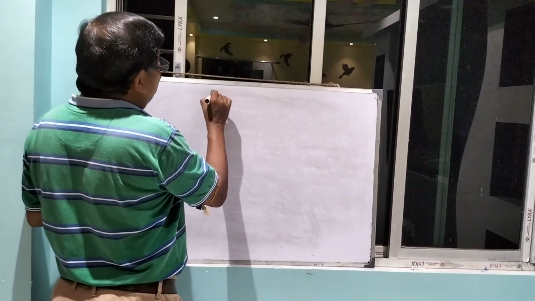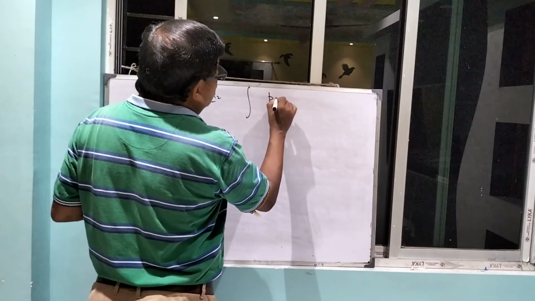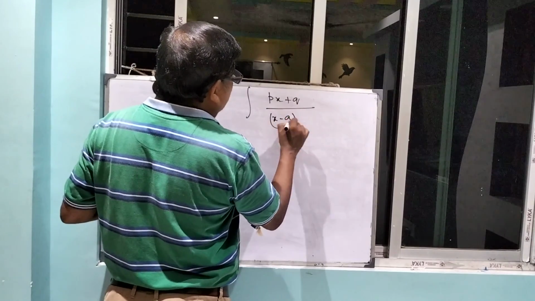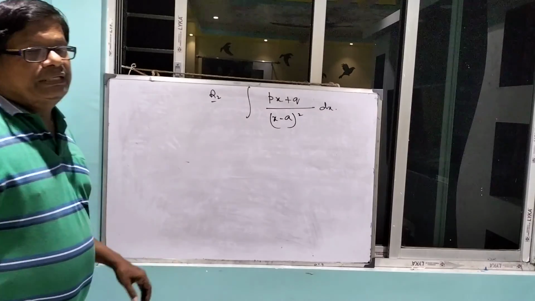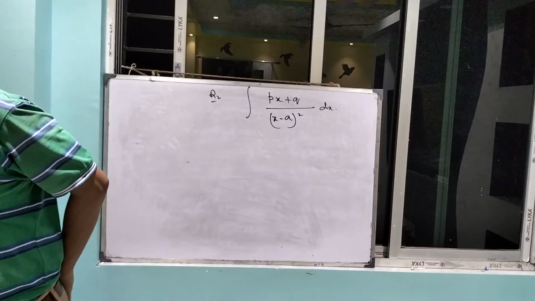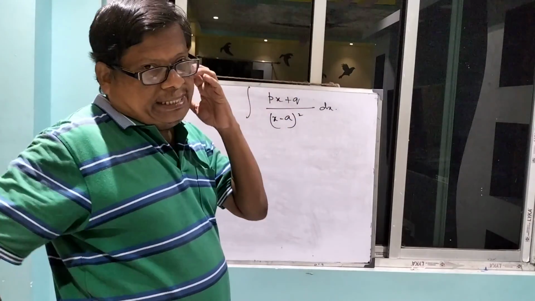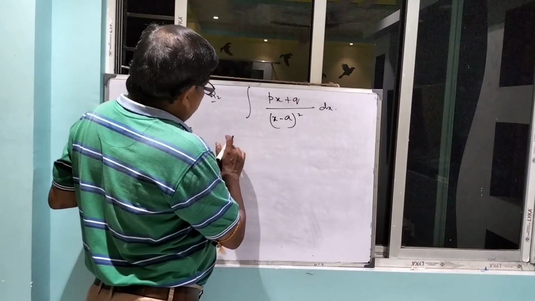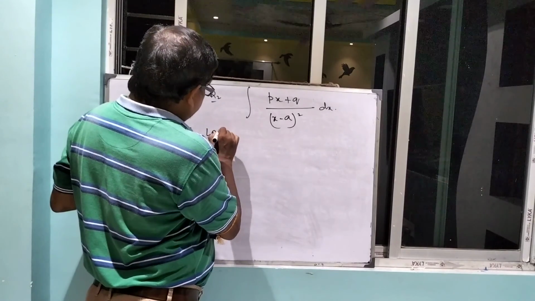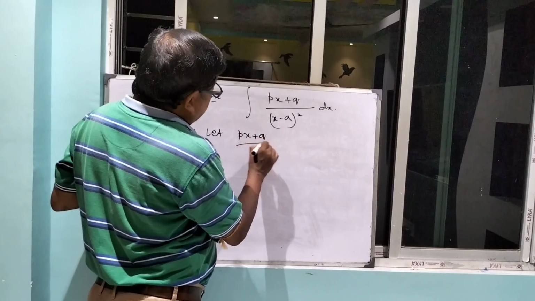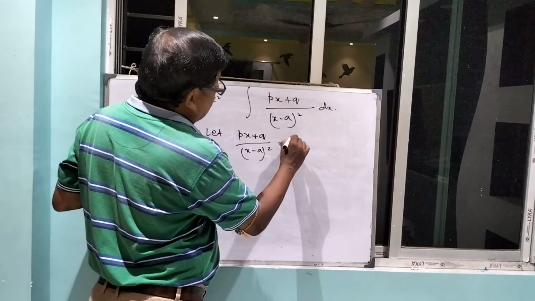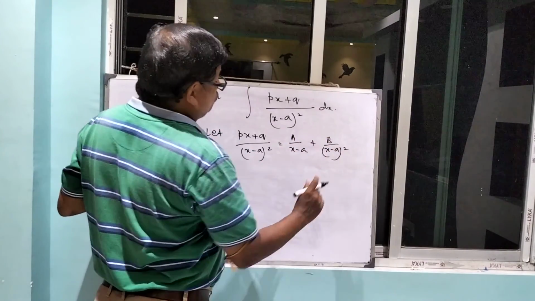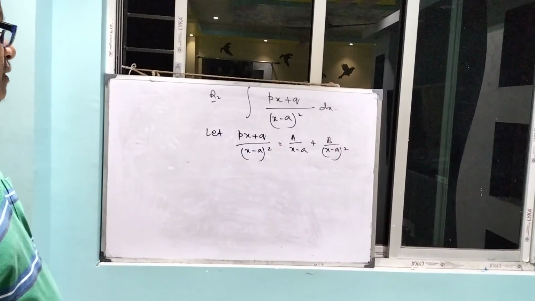Again, suppose the rule is to write the integration of px plus q by x minus a whole square dx. This is given: x minus a whole square, dx is there. Okay, see, px plus q by x minus a whole square dx. So now write, let px plus q by x minus a whole square equal to a by x minus a plus b by x minus a whole square. Keep in mind. Understood?